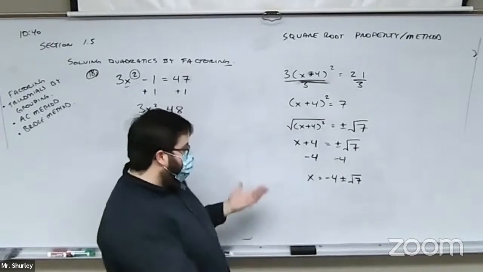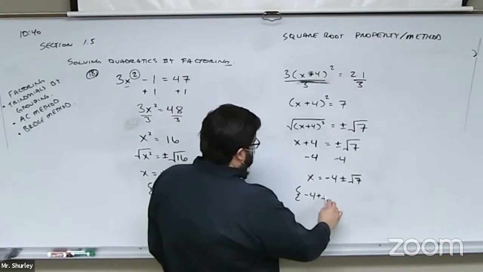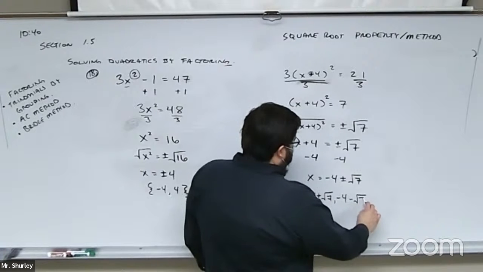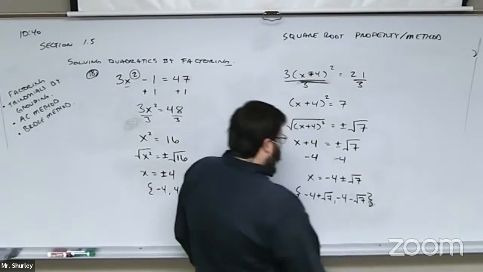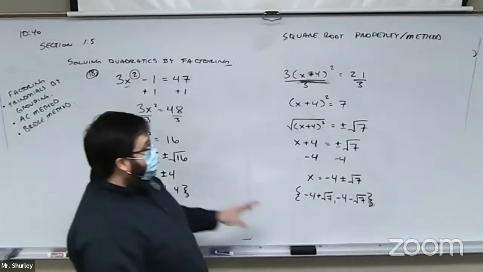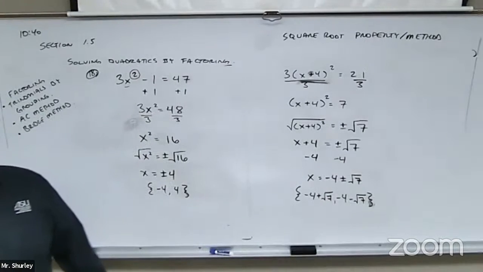Again, your book is going to say, in squiggly brackets, negative 4 plus the square root of 7 and negative 4 minus the square root of 7. The squiggly brackets are kind of hard if you're writing them. Then negative 4 plus the square root of 7 and negative 4 minus the square root of 7.